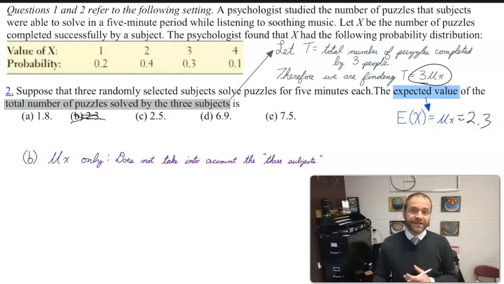So B is actually a wrong answer. It does not take into account the 3 subjects. It's a trick. If you stop reading the problem, you're going to say the answer is 2.3.